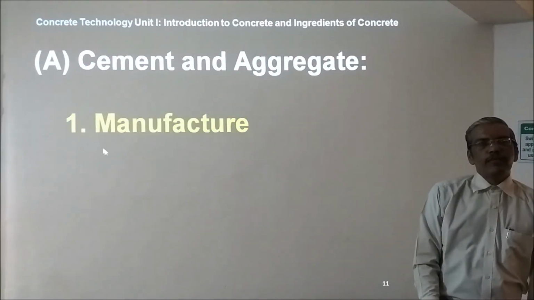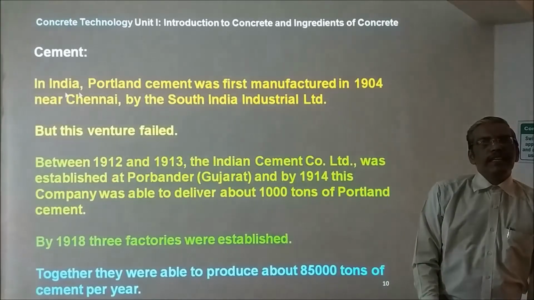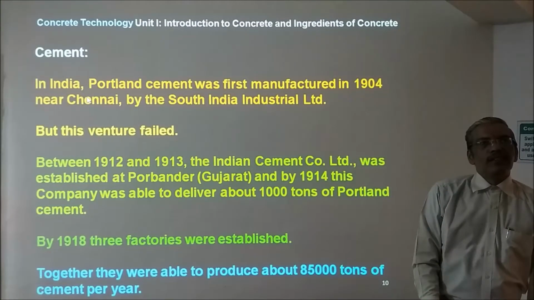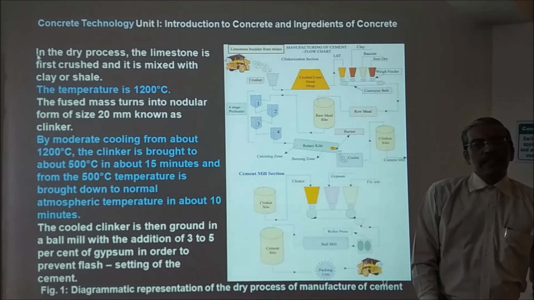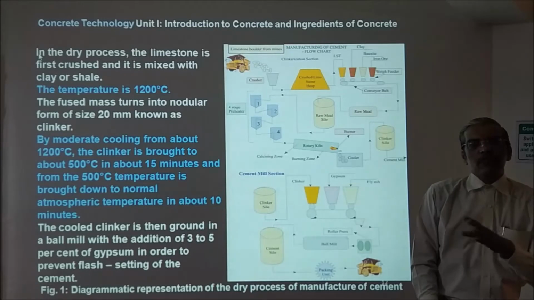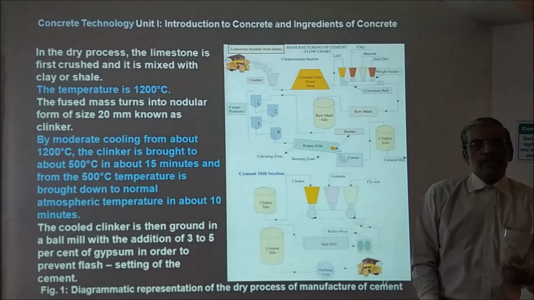So first we will see the manufacture of this cement. In India, the manufacturing can be done by 2 methods. One is the dry process, another is the wet process. So here we can see the dry process.